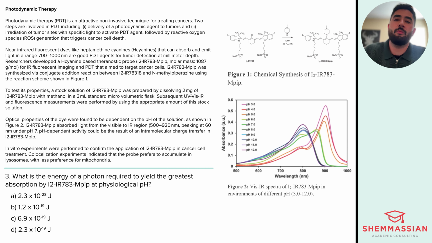It states, what is the energy of a photon that's required to yield the greatest absorption by MPIP at physiological pH? Again, with these types of questions, we really want to be paying attention to keywords. Some things that I might highlight in the question would be energy of a photon, greatest absorption, MPIP, and physiological pH. Now we would look at the answer options, and again, we'd look for any type of similarity, any type of pair, any type of trend.